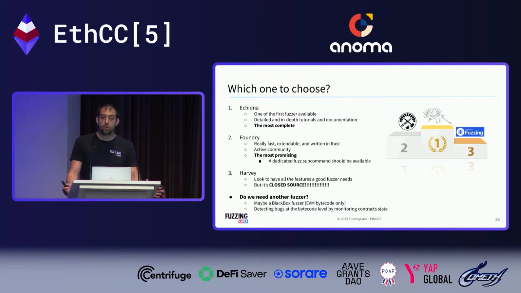So final question, do we need another fuzzer? I think something that is currently missing is maybe a black box fuzzer, where you are only leveraging the bytecode, and you are doing fuzzing only on that. The only difficulty you will get is regarding the detection of vulnerabilities, because you will need to detect vulnerabilities at the bytecode level, and you will not be able to implement property testing. So that will be the downside. But it's still something that is missing, and it could be interesting to actually have that in the future.